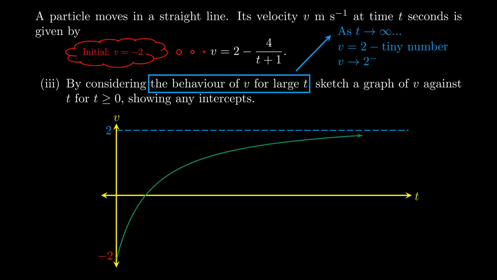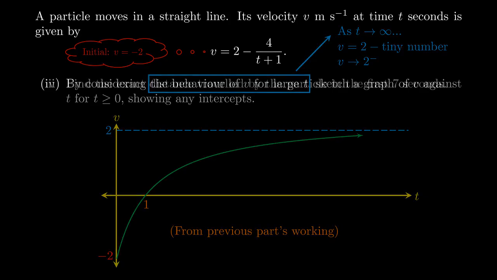Last thing to do, the question does say showing any intercepts. Now we've got the v-intercept already. We just need the t-intercept. Okay, but now if you want to just rewind back to part 2 or something, some of the working we saw there showed that the velocity is 0 when t equals 1. So that tells us from the previous part that that intercept is going to be 1.